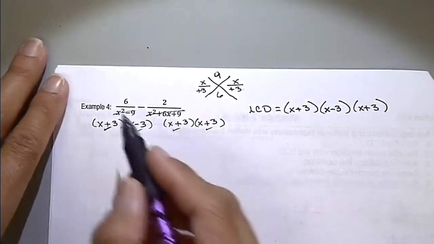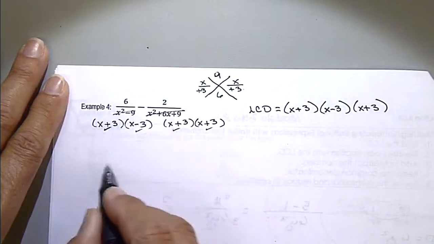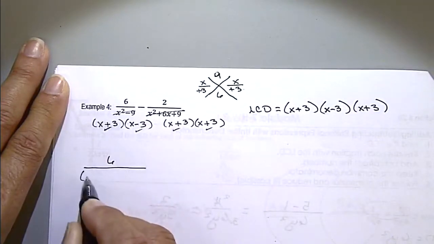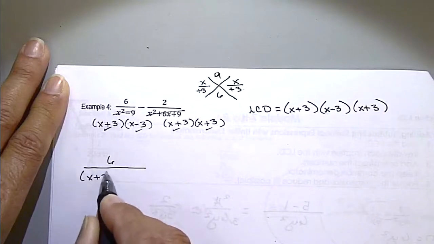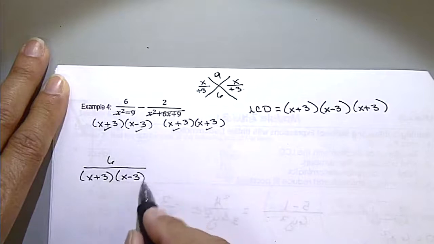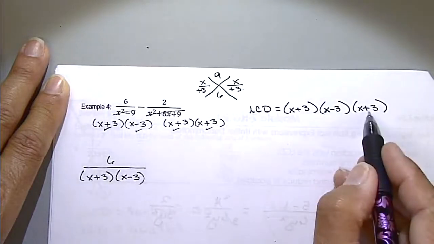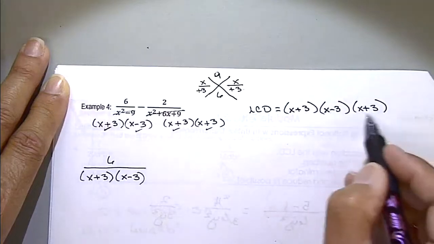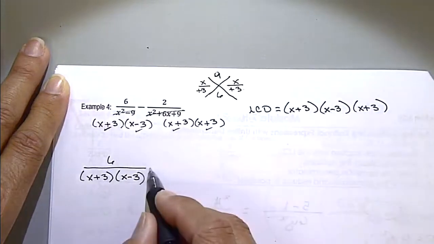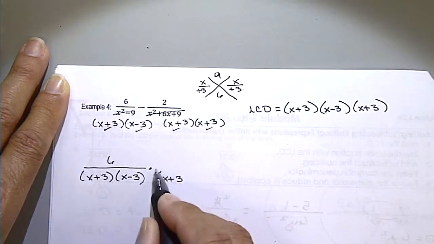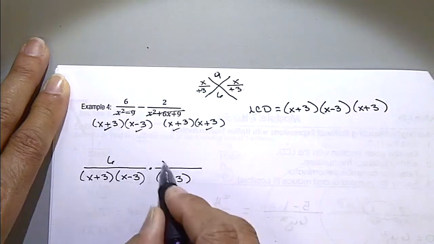All right, let's see if we can convert this first fraction. Now I'm going to come down here and say this is 6 over x plus 3 times x minus 3. And what do I multiply it by to get this big denominator? Well, x plus 3, x minus 3. I've got to have it multiplied times another x plus 3, don't I? So I'm going to say times x plus 3 down here and x plus 3 up here.